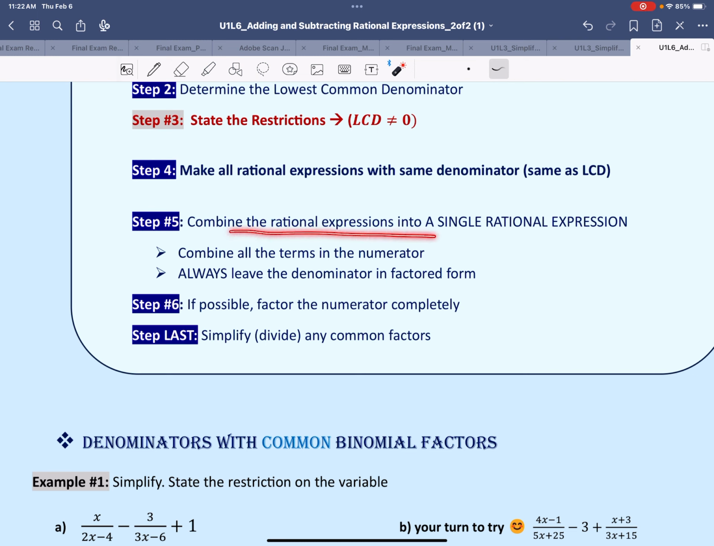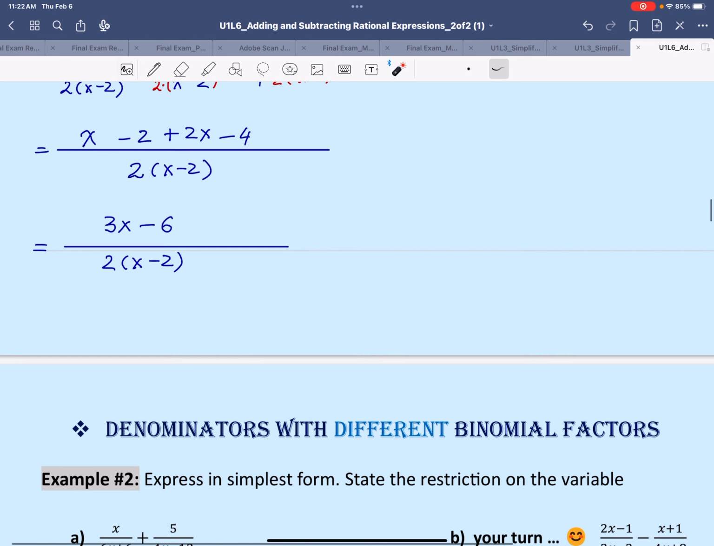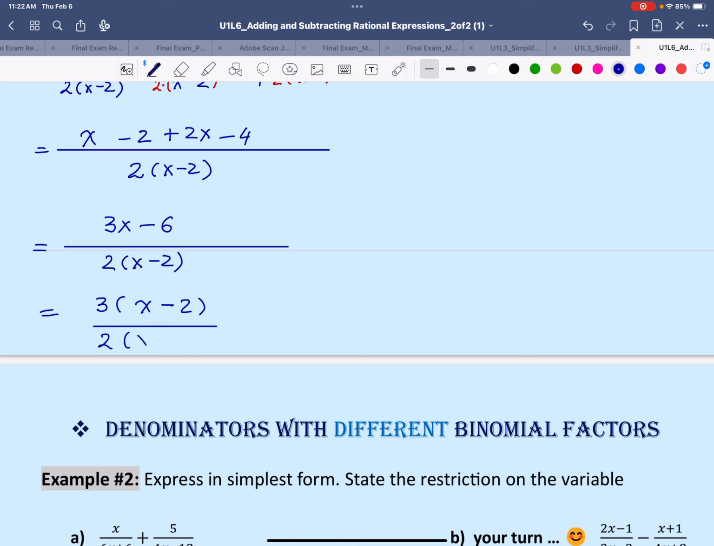So we combined all the rational expressions into a single rational expression, all terms in the numerator, and the denominator in factor form. So we did this. So this is check. And step 6, we have to check and see if the numerator is factorable. Well, let's take a look. So as you can see here, we have 3x minus 6. The numerator has a common factor of 3 and then x minus 2. And the denominator is 2 times x minus 2.